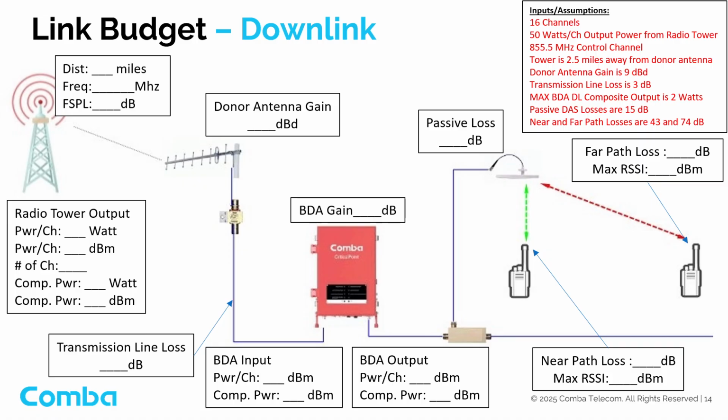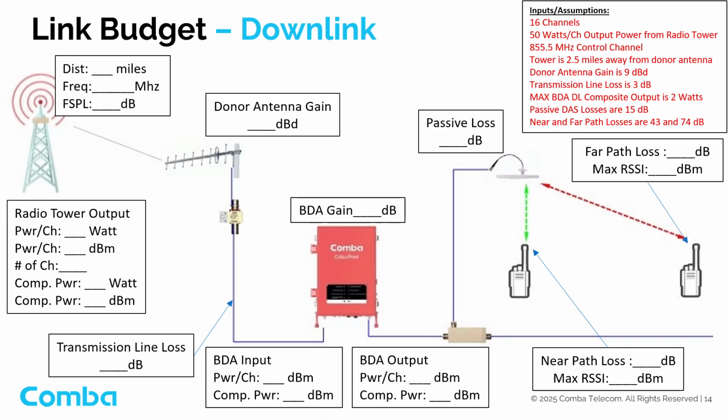The number of system channels is 16. The radio tower channel ERP is 50 watts per channel. The control channel frequency is 855.5 MHz. These parameters are typically obtained from the local radio system licensee or AHJ. The donor tower site is located 2.5 miles from the rooftop donor antenna. This distance can be determined using tools such as Google Earth to measure the separation between the project site and the donor tower.